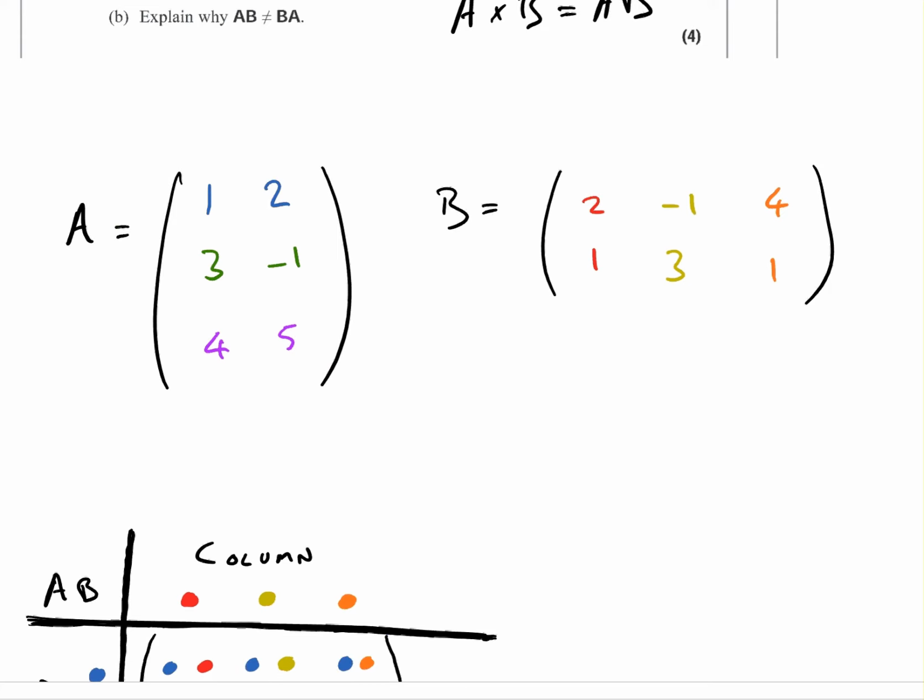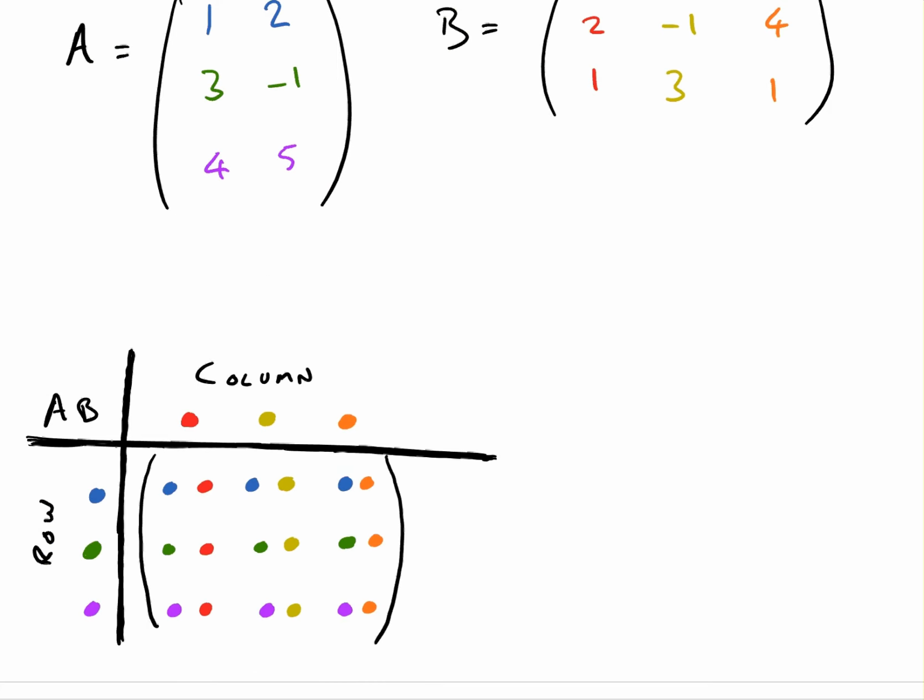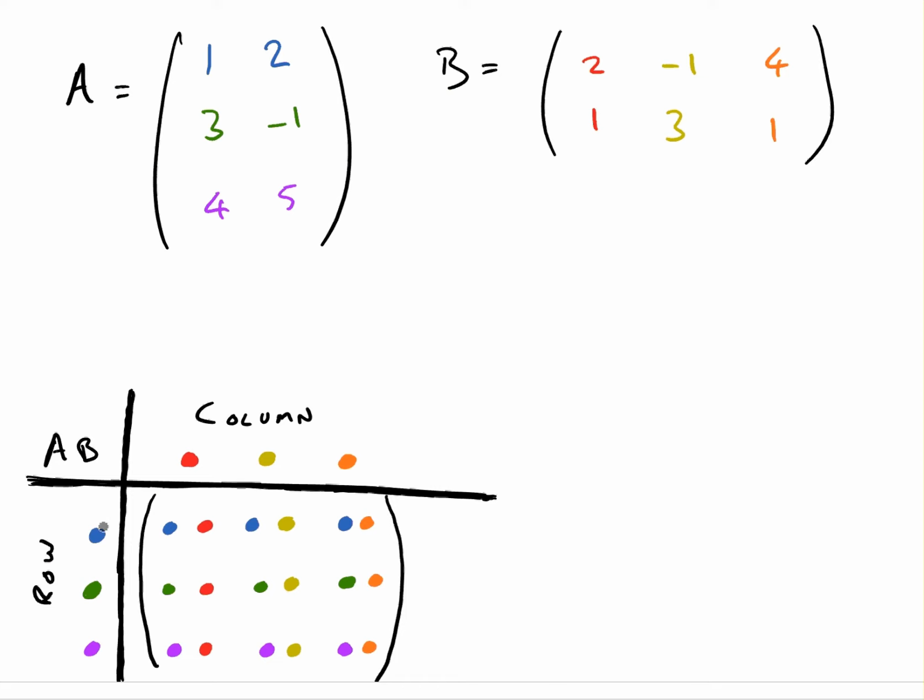And then I've produced this little table. I've got the rows down here, this is our A in this instance. I've got the blue row, the green row, and the purple row. And I've got columns, and this is our B matrix. So I've got the red column, the yellow column, and the orange column.